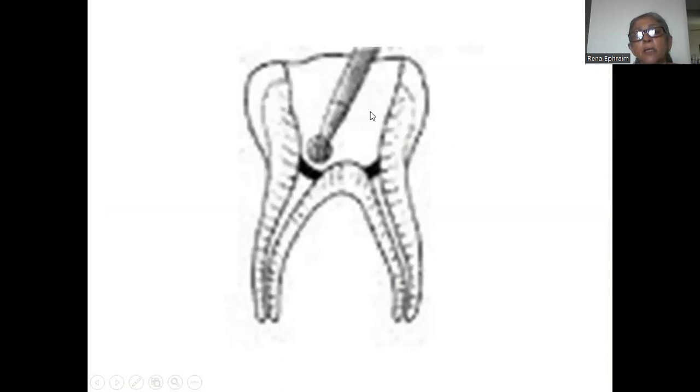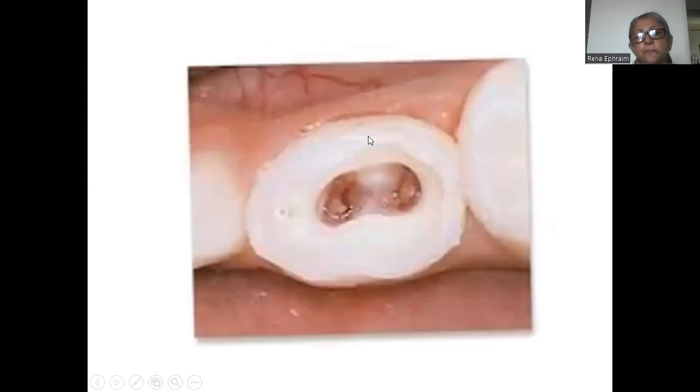It will be sterile. You can even use a slow speed handpiece to remove the pulp from the pulp chamber, but it is safer to use a spoon excavator because that way you are ensuring that the pulp does not get pulled out from the root canals.